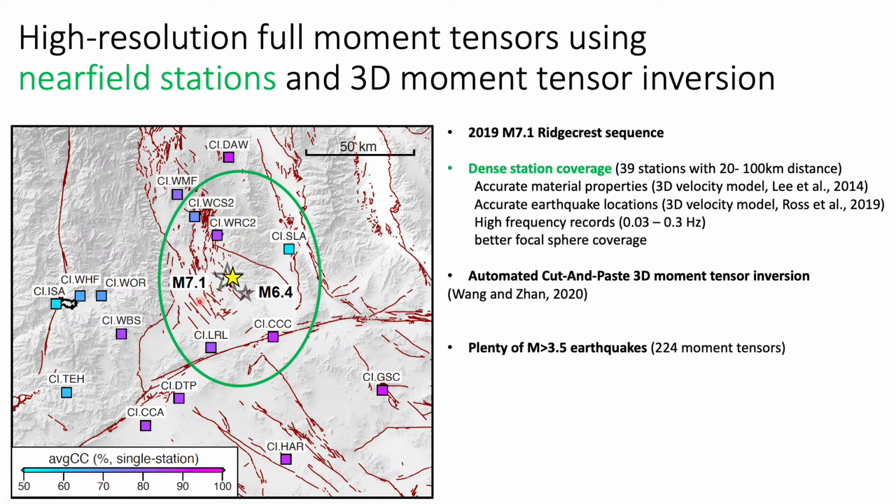The 2019 magnitude 7.1 Ridgecrest sequence is surrounded by 39 stations within 100 kilometers epicentral distance, which record high-frequency seismic radiations and help to provide high-resolution 3D velocity models. Therefore, we use these data to perform automated 3D moment tensor inversion and obtain over 200 full moment tensors for earthquakes larger than magnitude 3.5.